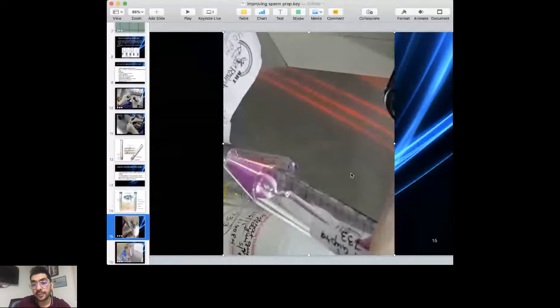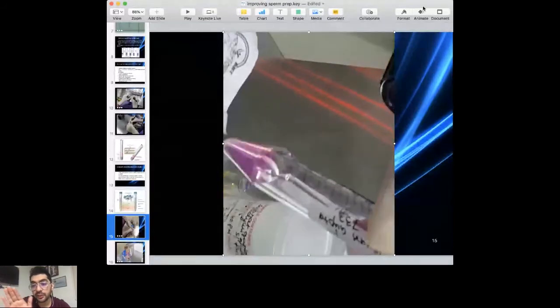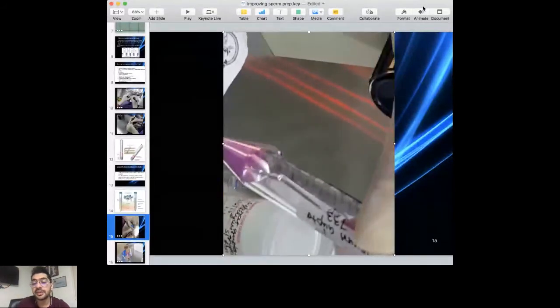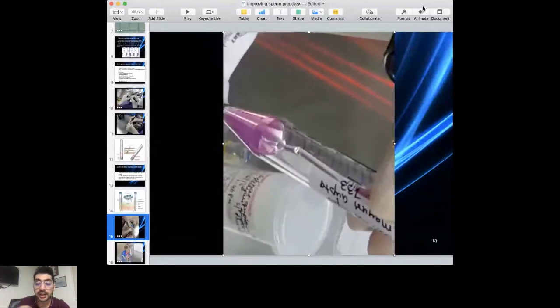So you can use the same bubble to load the semen sample as well. And it'll act like a shock absorber for the sample again. And you will get a nice layer between the 45% and the semen sample as well. And these three layers are very, very important.